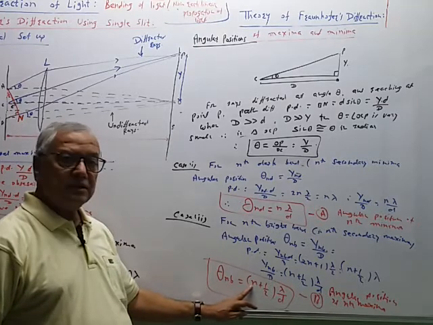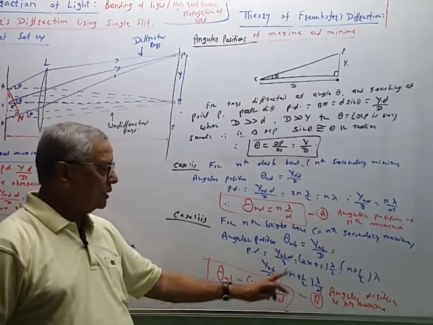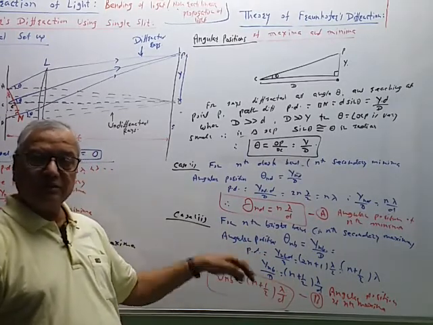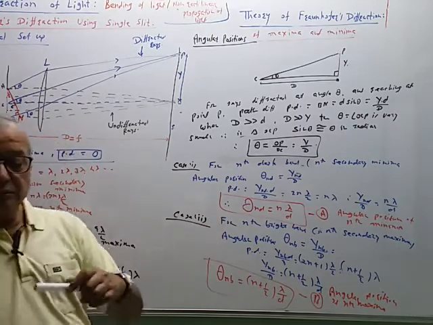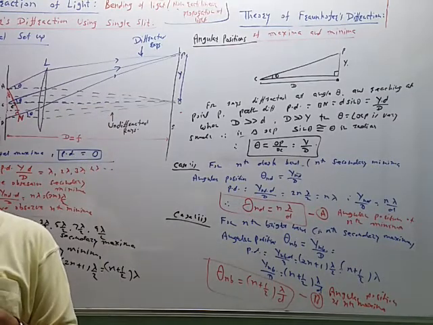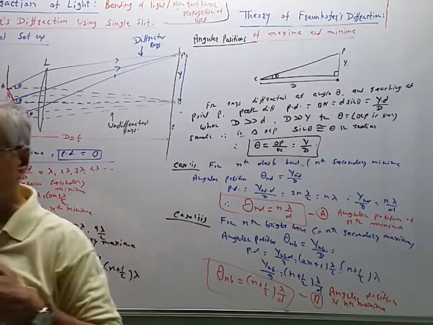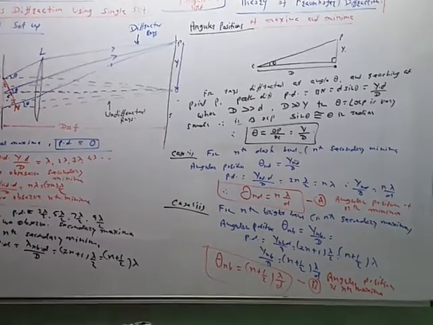That means even if we put n as 0, we get lambda upon 2d, the angular position of the first maxima, not the central maxima. For the central maxima the value will be 0. So like this, theta 1, theta 2, theta 3, the angular positions of the first, second, third minima and maxima can be calculated by using A and B. So these are very important equations. We will need these values when drawing the intensity distribution graph. Remember that.